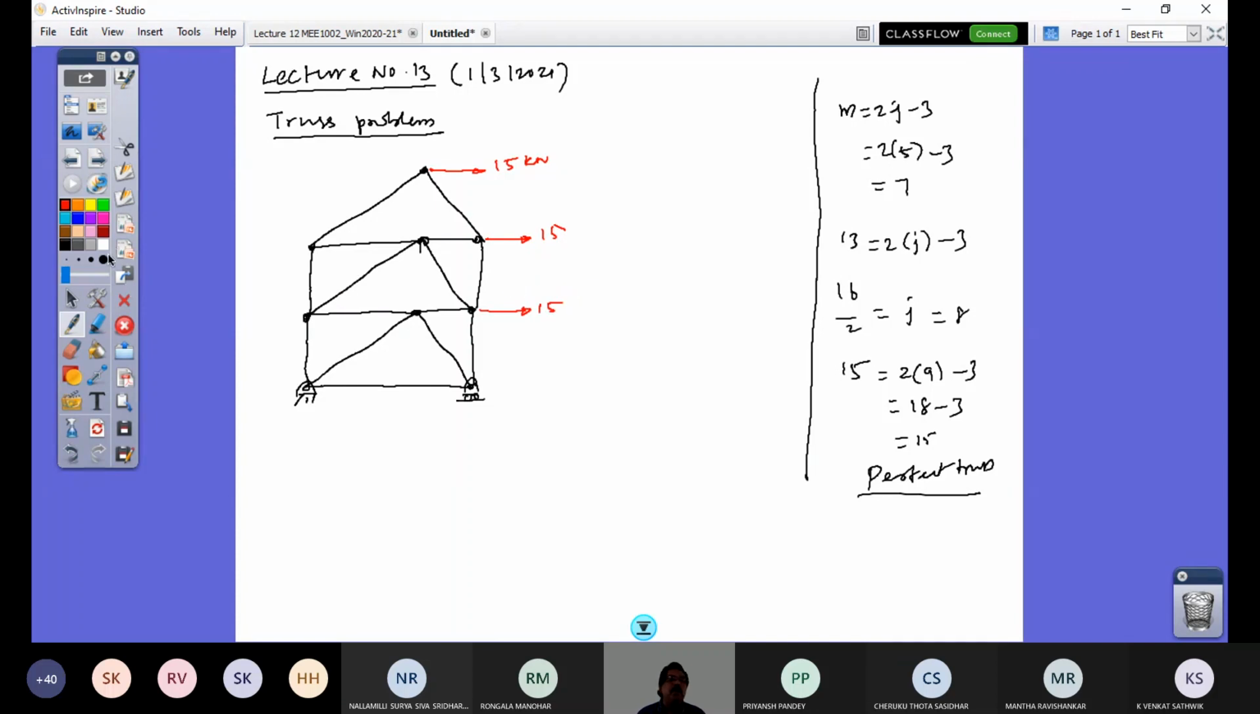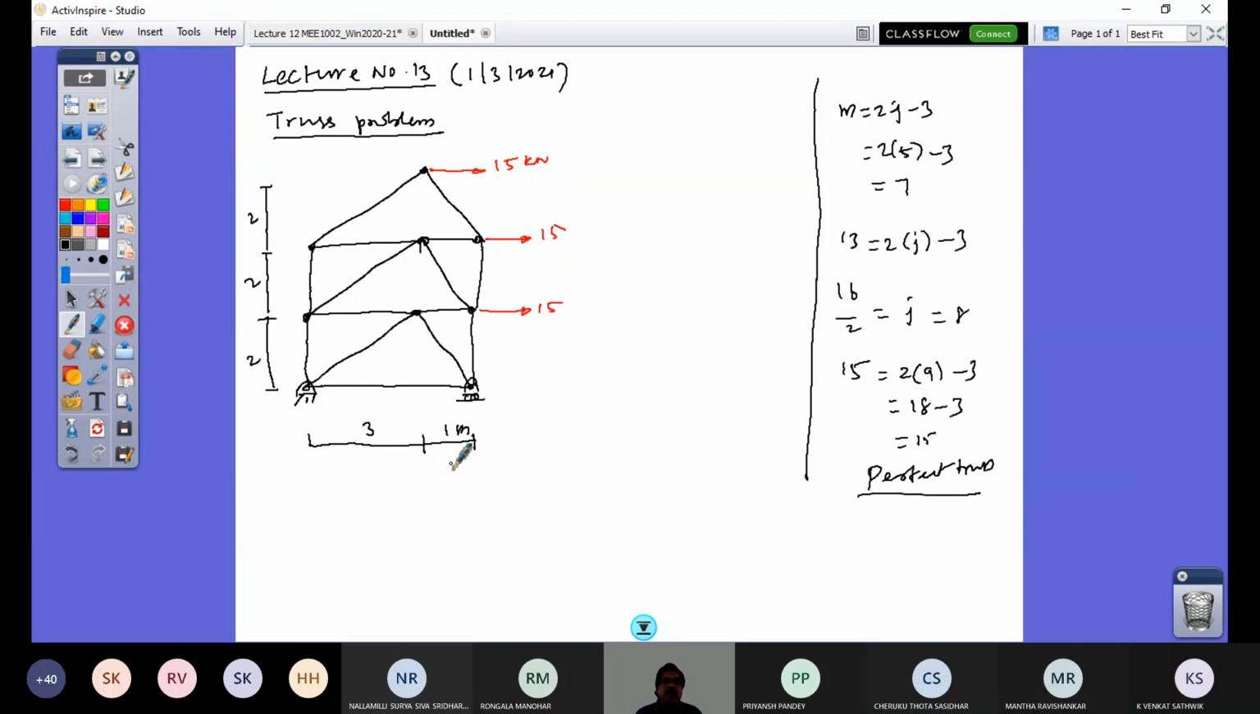The truss dimensions are to be read in this fashion. The total span from this hinge joint to this roller is 4 meters, out of which up to this it is 3 meters and this is 1 meter, and this vertical height is 2 meters, 2 meters, and further 2 meters. So the total height of the truss is 6 meters and the width is 4 meters. All are in meters, so I mentioned the unit at one place.